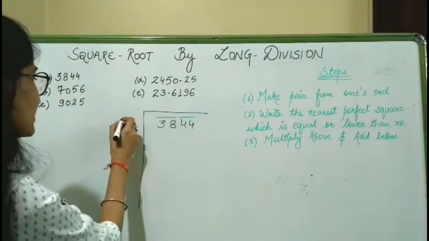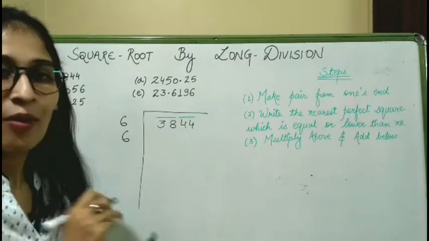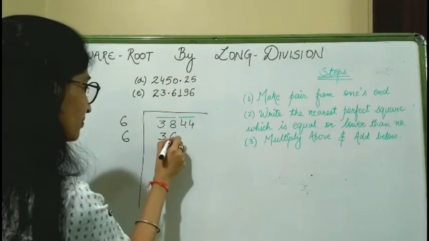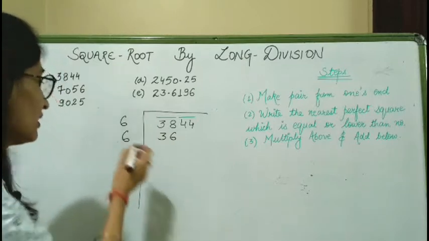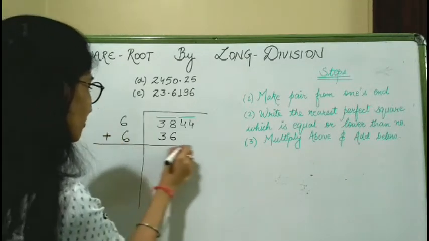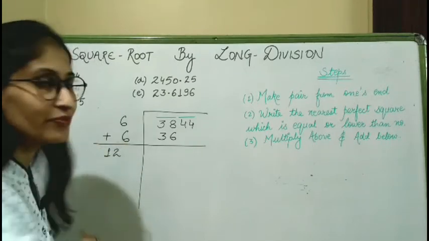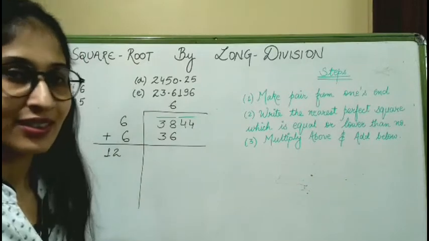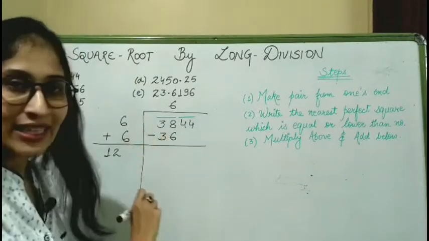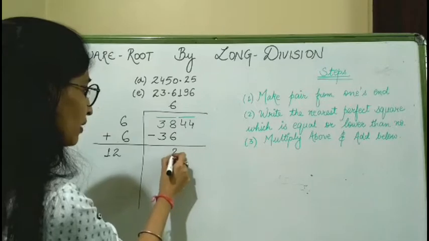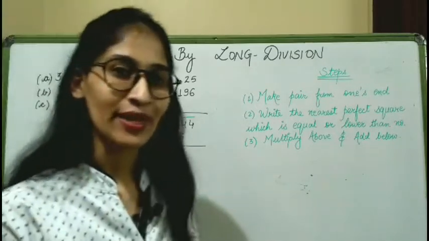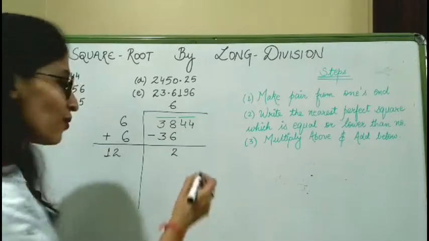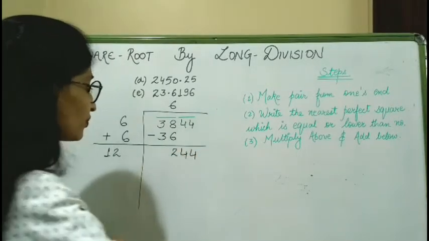So I am going to write 6 and 6. Multiply above, multiply these two numbers and write here, and add below. Write the addition of these two numbers here. At the same time, copy the numbers at the top. Next is subtract these. 38 minus 36 will be 2. Copy the next pair and follow the same steps. My next pair here is 44, that is 4, 4.